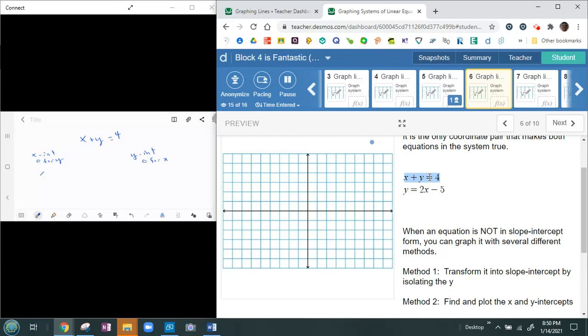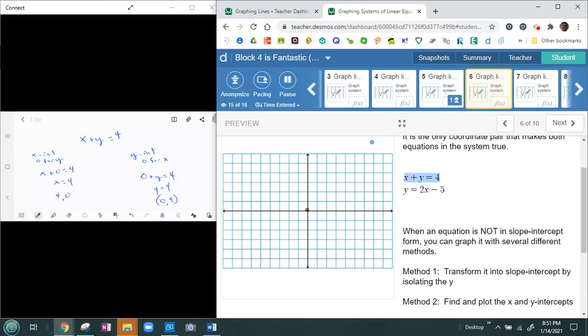So this would be x plus 0 equals 4. So x equals 4. That's my x-intercept, 4, 0. And this would be 0 plus y equals 4. So that'd be y equals 4. So that's 0, 4. Okay, I'm going to plot those 2 points.